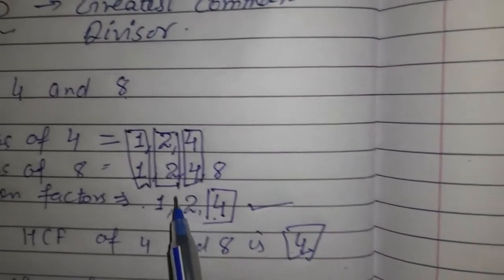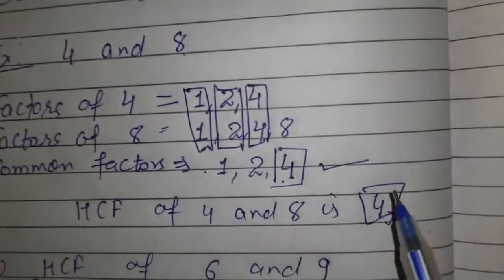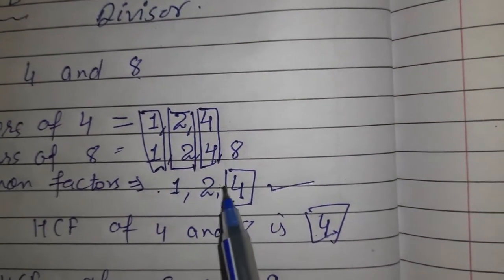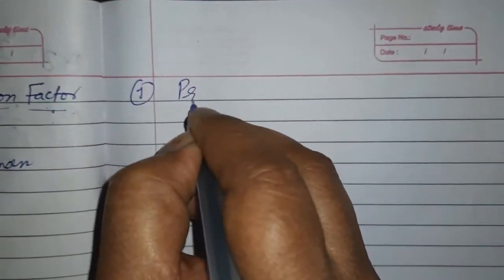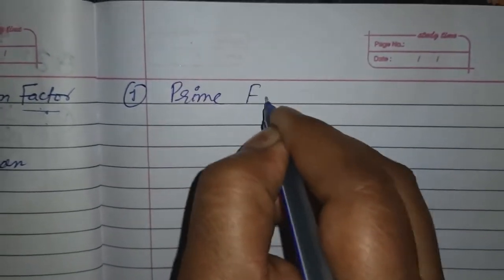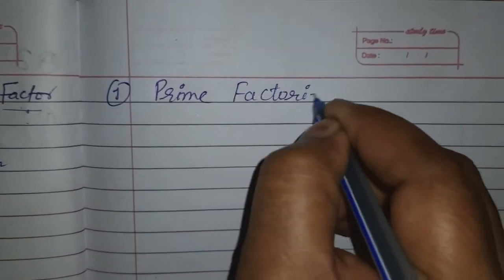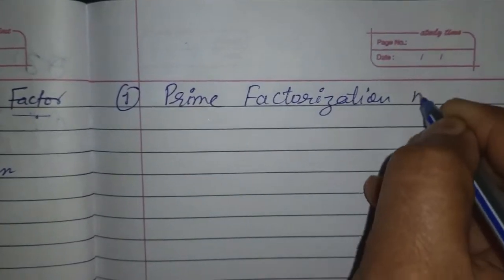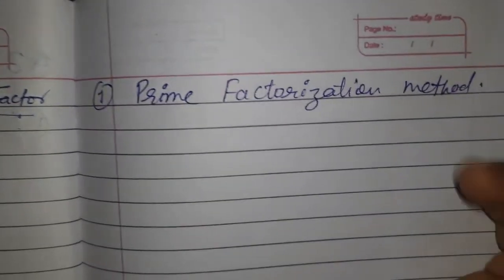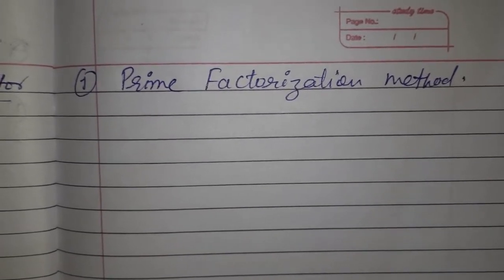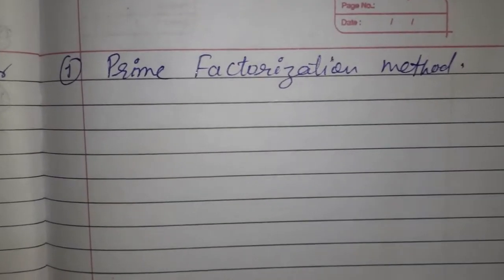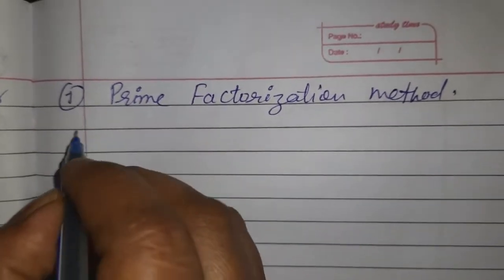But when you are finding factors this way and you get a bigger number, how do you find the factors? It is not possible to write all the factors of a bigger number. So to find the HCF, we have two methods. The first one is called the prime factorization method. You can find the HCF of 2 numbers, or of 3 numbers. So let us take one example for prime factorization.